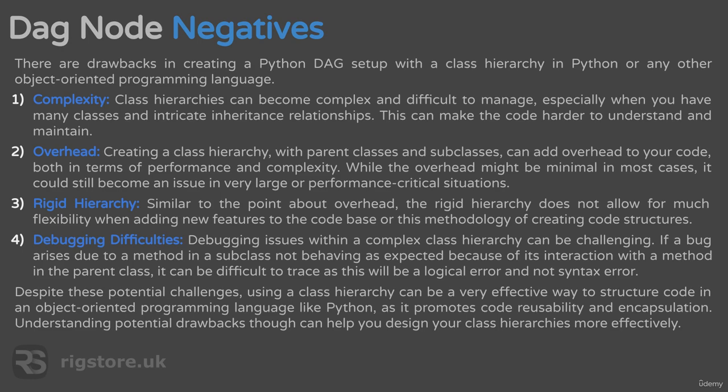Despite these potential challenges, using a class hierarchy can be a very effective way to structure code in an object-oriented programming language like Python, as it promotes code reusability and encapsulation. Understanding potential drawbacks, though, can help you design your class hierarchies more effectively.